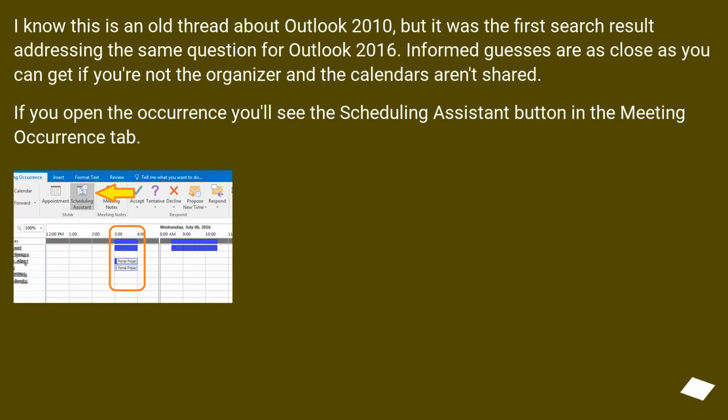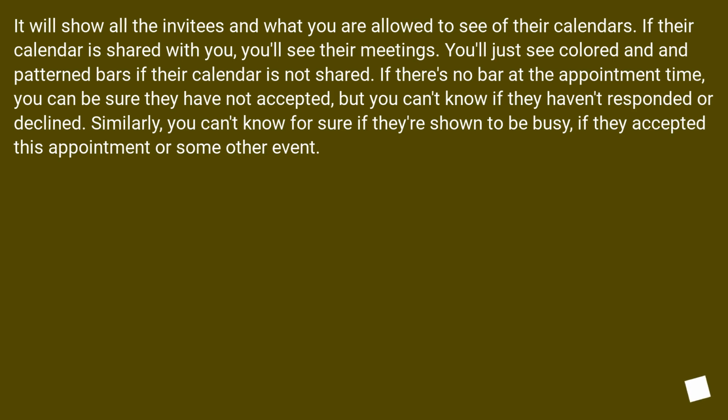I know this is an old thread about Outlook 2010, but it was the first search result addressing the same question for Outlook 2016. Informed guesses are as close as you can get if you're not the organizer and the calendars aren't shared. If you open the occurrence, you'll see the Scheduling Assistant button in the Meeting Occurrence tab. It will show all the invitees and what you are allowed to see of their calendars.